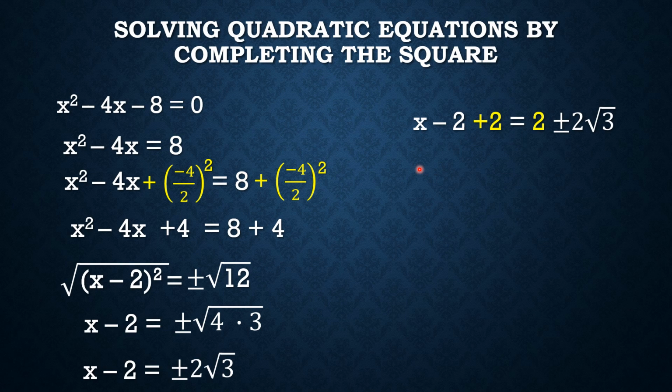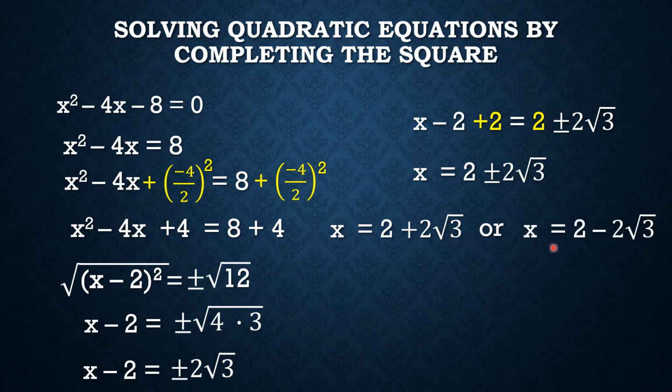By addition property of equality, we have to eliminate negative 2 on our left side, and so we have x. Okay, by adding 2 on both sides of our equation, we have x equals 2 plus or minus 2 square root of 3. Now, by separating our solutions, we have x is equal to 2 plus 2 square root of 3, or x is equal to 2 minus 2 square root of 3. And this is now our answer and our roots to the quadratic equation x squared minus 4x minus 8 equals 0.